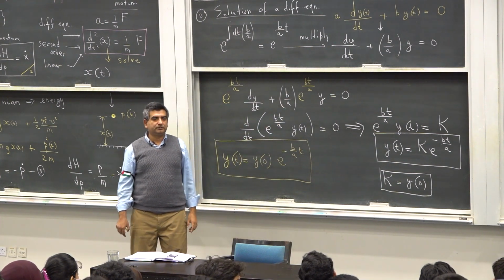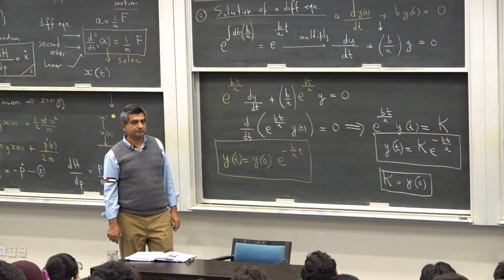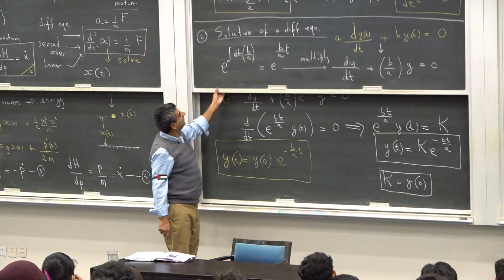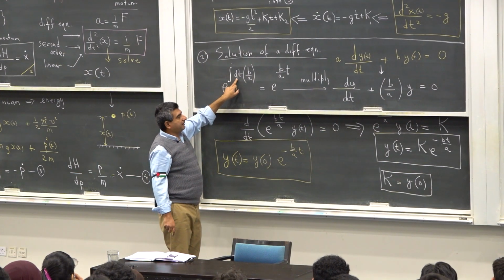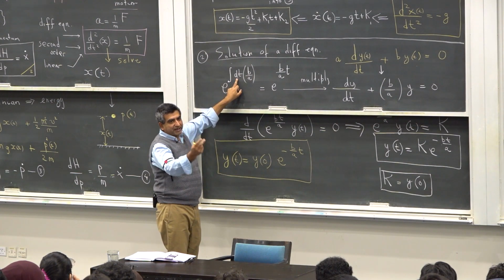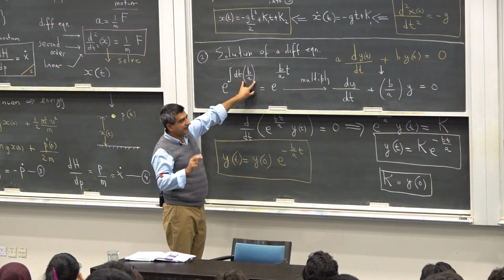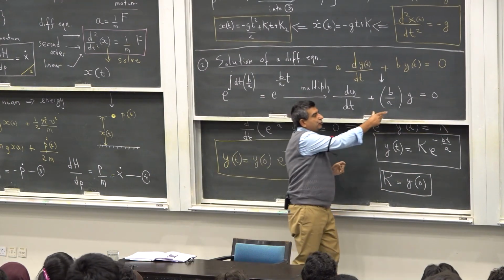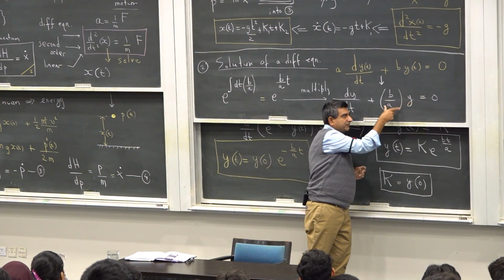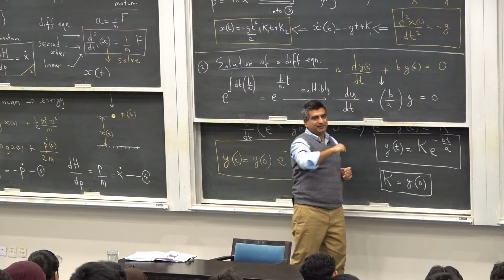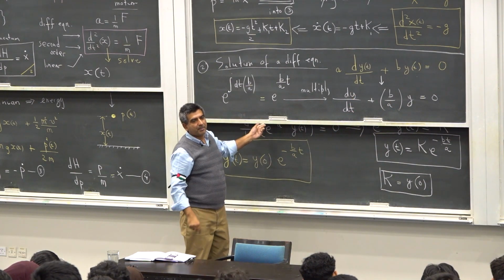How did you make e integral dt over ba? I've just taken e integral with respect to time, everything is happening with respect to time, and what I put inside the integral, which is the integrand, is just this coefficient. Whatever comes with y, the non-derivative term, I put it there. Yes, please.